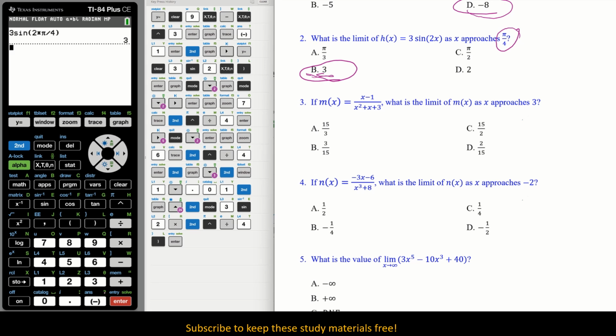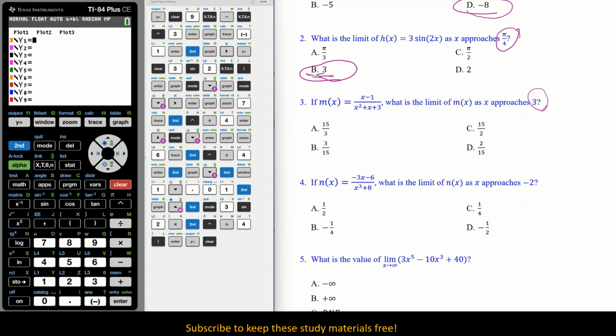Okay. All right. Now let's look at number 3. If m of x equals x minus 1 over x squared plus x plus 3, what is the limit of m of x as x approaches 3? All right. This is what we need to do. You can plug in the value for 3. But let's go to our y equals, clear that out.